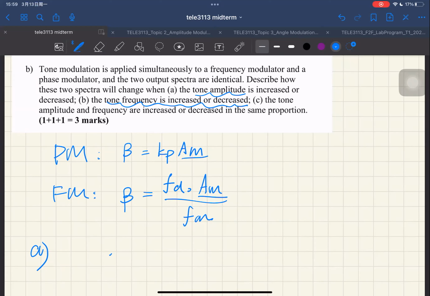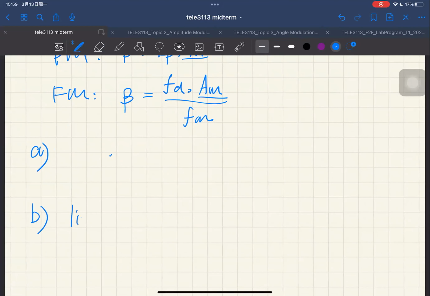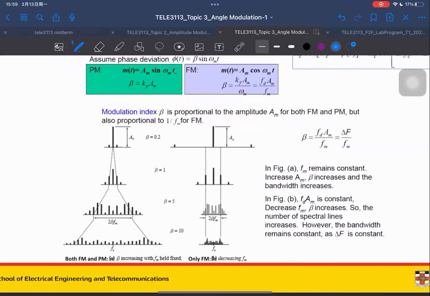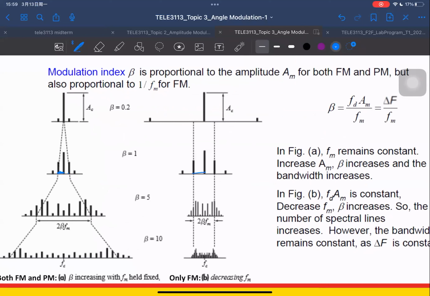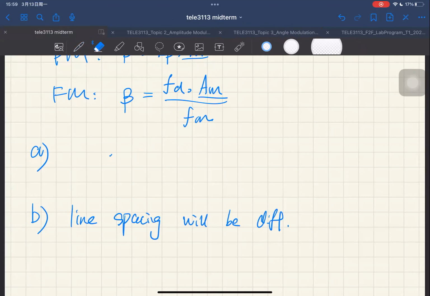But your line spacing definitely is going to change this time because you're changing your tone frequency. So your line spacing will be different. Essentially this width is going to change, right? It's sort of like this. Initially you have a greater line spacing, but now you're going to decrease it. It looks like this. Your line spacing is going to be different.